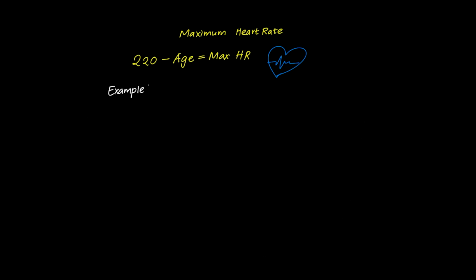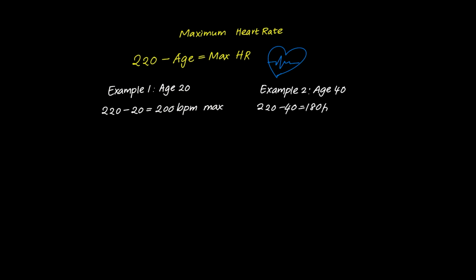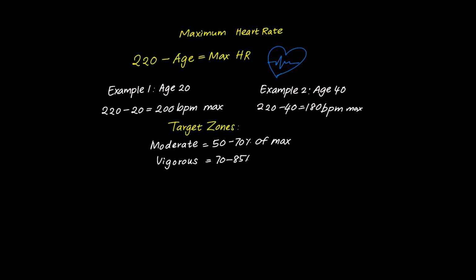A fitness coach explains that exercise intensity can be measured by heart rate. For moderate intensity, maintain 50 to 70% of maximum heart rate. How do you calculate maximum heart rate? Subtract your age from 220. The formula is simple. 220 minus your age equals your estimated maximum heart rate. A 20-year-old has a max of 200 beats per minute. A 40-year-old has a max of 180. From there, you calculate target zones.